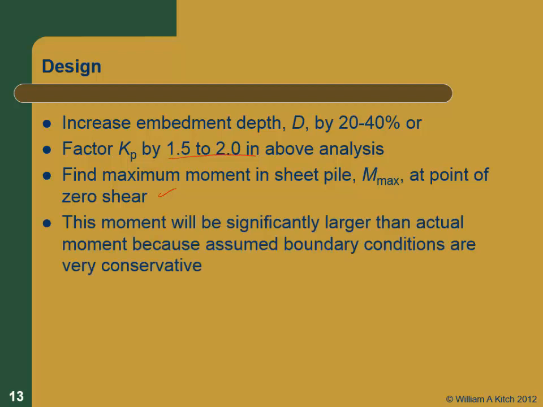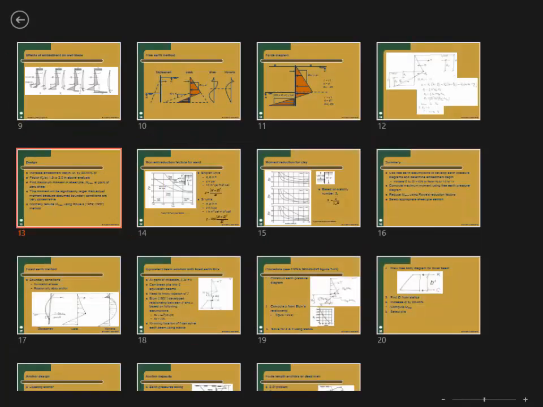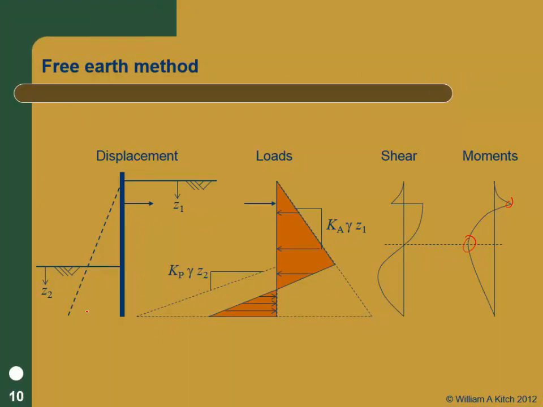This moment is going to be significantly larger than the actual moment in the pile, because if you go back, what we've done is take a statically indeterminate problem and make it statically determinate by our assumptions. If you go back to this original assumption that we get this kind of displacement, this is rigid. The simplest way to think about this is we're assuming we have rigid motion in the pile.